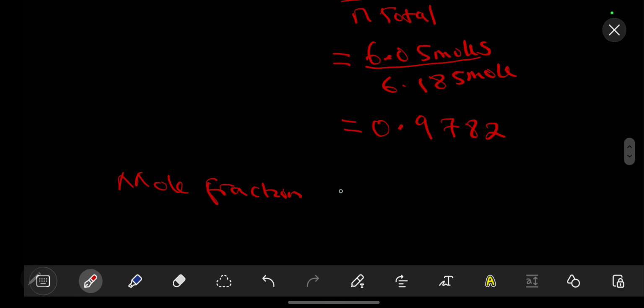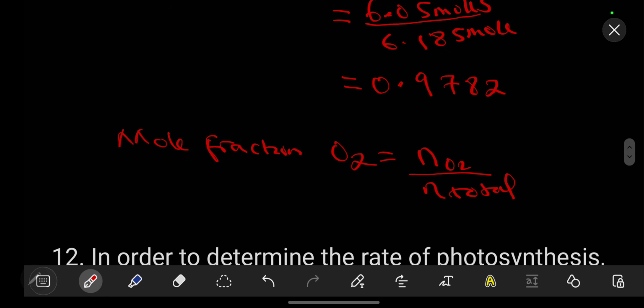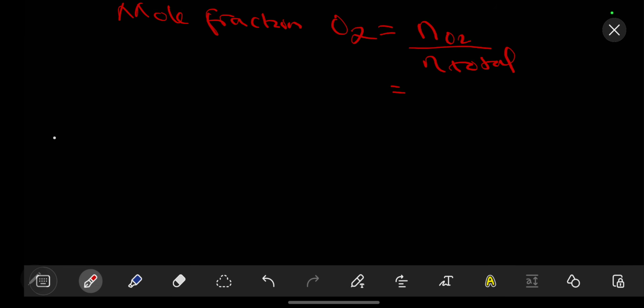Now when we find the mole fraction of oxygen, it will be the same: the number of moles of oxygen over the total, since we want a fraction of the whole. So the number of moles of oxygen is equal to, let me move the screen a bit.